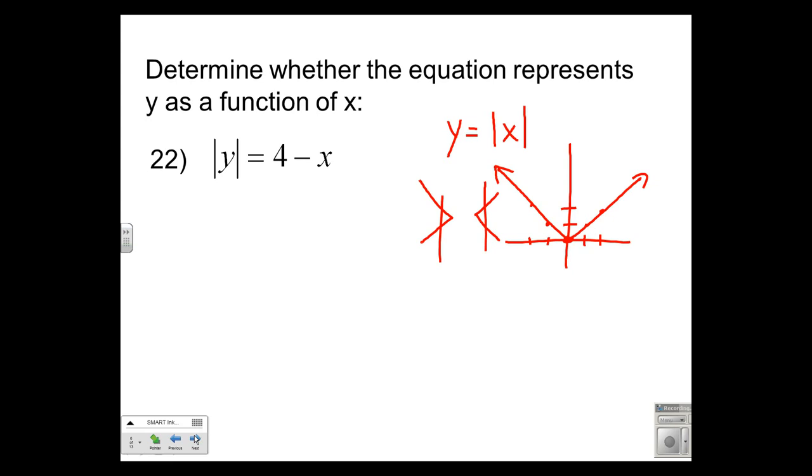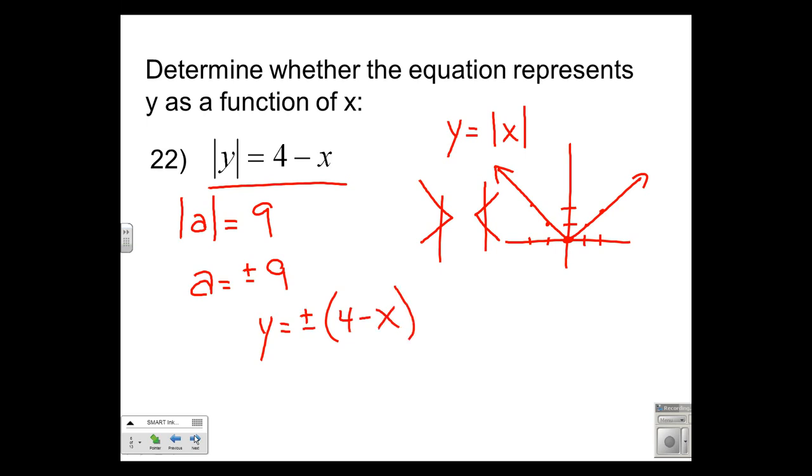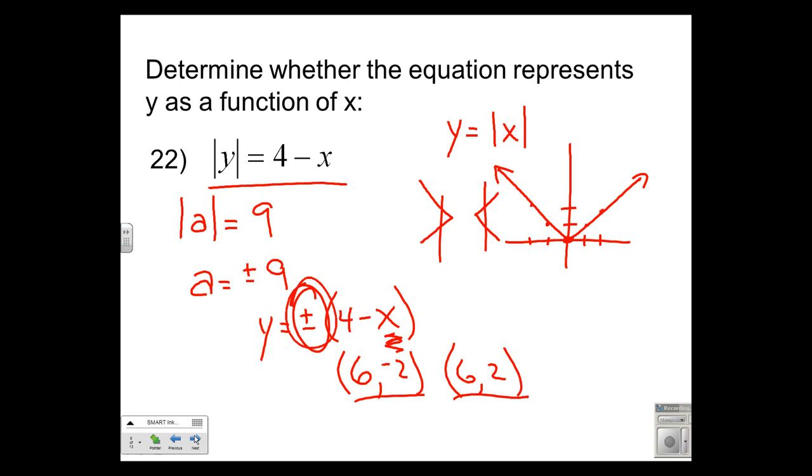Now, in solving this for y, well, what if we had something like this? Let's say absolute value of a equals 9. If absolute value of a equals 9, then a could equal plus or minus 9. So it stands to reason if absolute value of y equals 4 minus x, y equals plus or minus 4 minus x, and there we have it. Any value other than 4 that I choose, for instance, 6, I get 4 minus 6, negative 2, but I also get the opposite of negative 2, too. So that's certainly not a function. So we're finding when we solve for y, if we get a plus or minus, this thing cannot be a function.